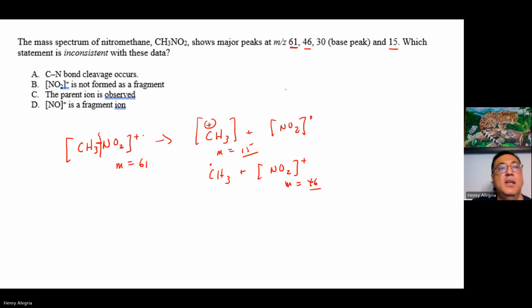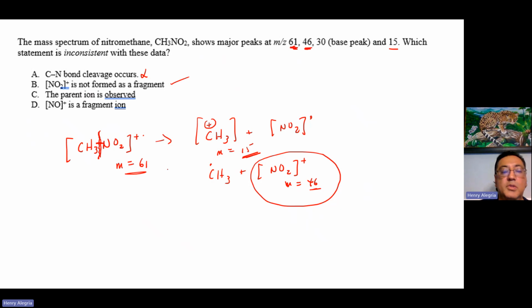All right, A says carbon to nitrogen bond cleavage occurs. That is consistent. That's what we're saying here, that we're cleaving this carbon to nitrogen bond, because it helps explain the 15 and the 46. So that's not it because we're looking for the inconsistent. B says NO2 plus is not formed as a fragment. Here we see a fragment that's NO2 plus that has a mass of 46, and we do see that there. So therefore, this is not a consistent statement because it's contradicting what we're seeing. And we can finish off. C says the parent ion is observed. Yes, because the parent ion would have a mass of 61, which is that. So that is observed. So that is not inconsistent.